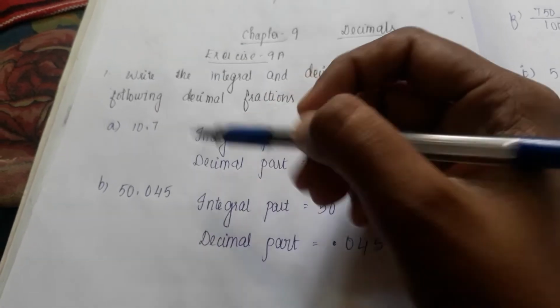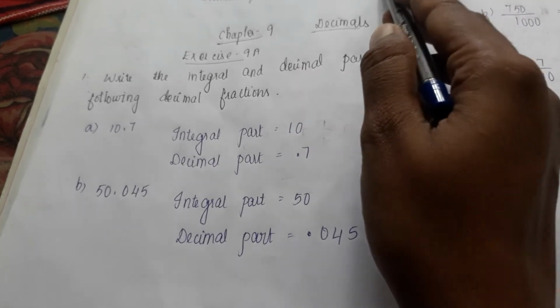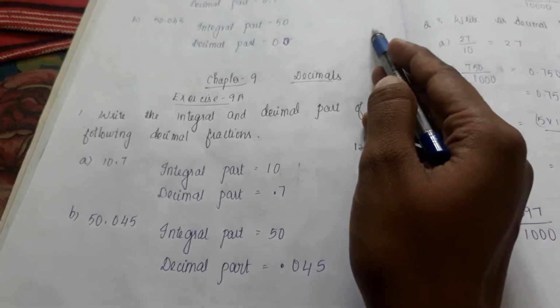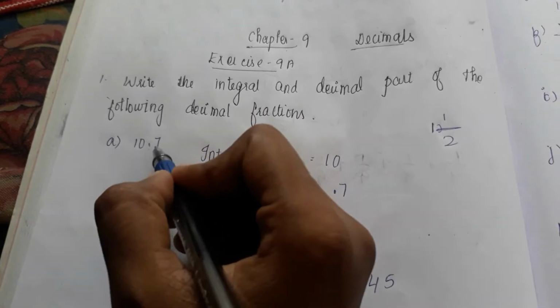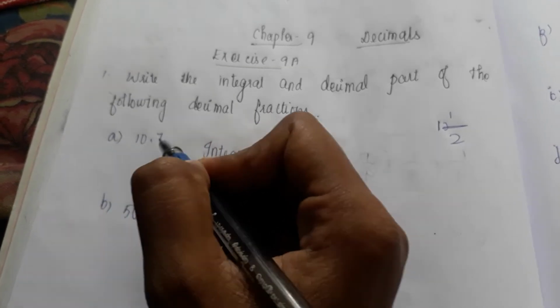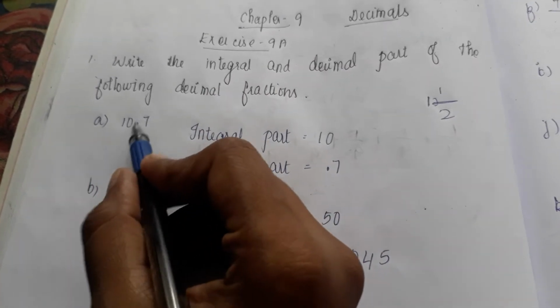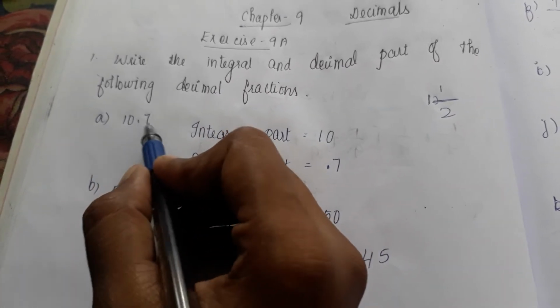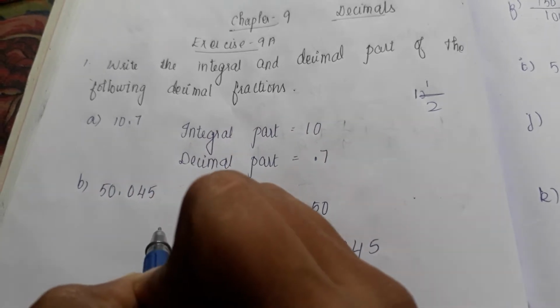So here you can see 10.7. In fractions also, in mixed fractions, we have seen that the whole part will be the integral part and the fraction will be the fractional part. Similarly here also in decimals, this 10 will be the whole part and this 0.7 will be the decimal part. Two parts are there. So this one will be the integral part, and after this decimal point, whatever digits come, all will come under the decimal part.